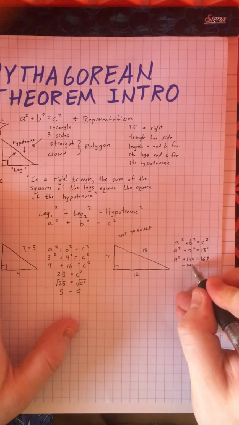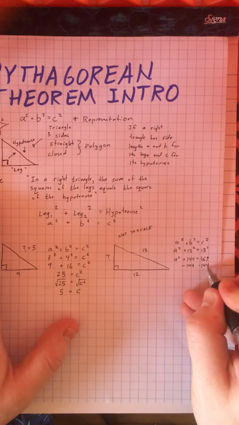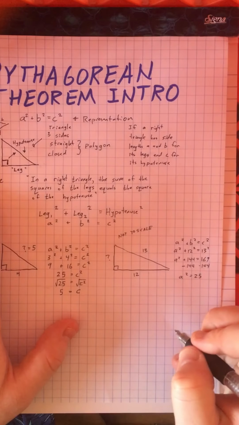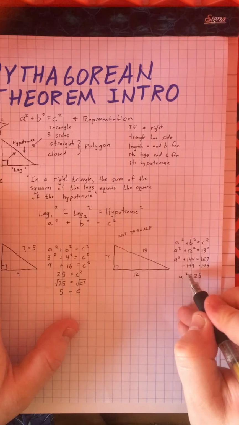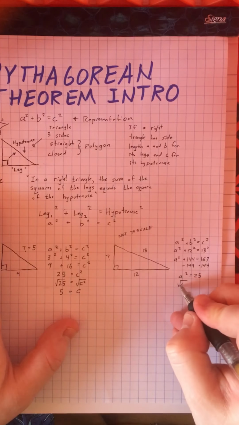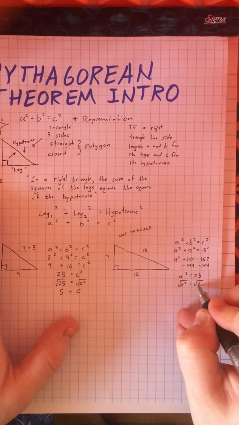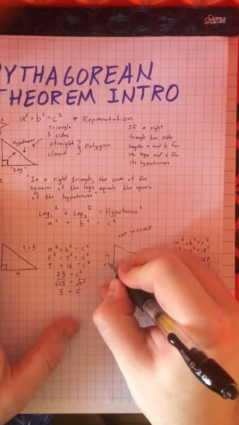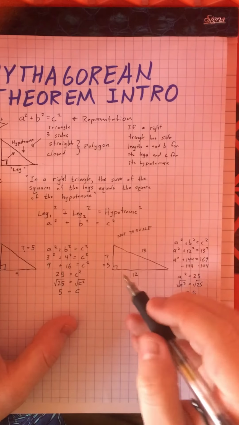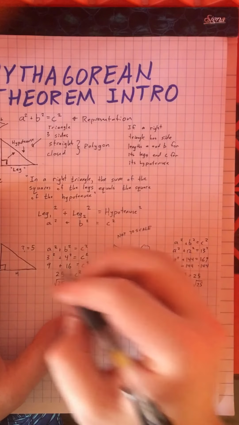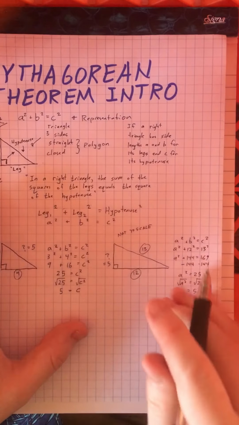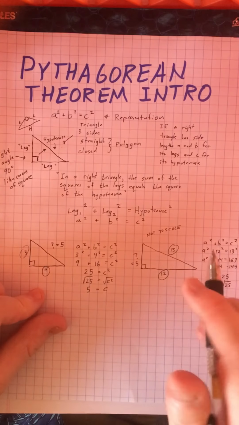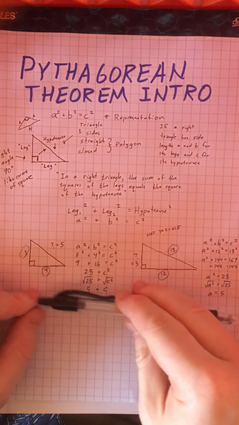I'm going to try to get this a on its own, so I'm going to subtract 144 from both sides. That means a squared has to be 25. I'm looking for a number that times itself gets me to 25. So the square root of a squared should be the square root of 25. That means a equals 5. So if I know two sides of a right triangle, I can solve for the third one by using the Pythagorean theorem. But this is just the tip of the iceberg for the things that the Pythagorean theorem can do for us.